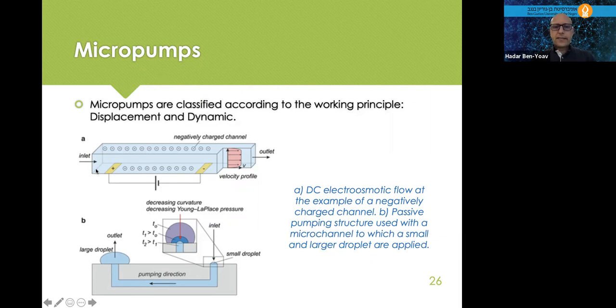So the displacement, and here we can see, actually both of them are dynamic. By applying an electrical field, you can cause some negatively charged molecules to flow from one area to another, causing the flow of the solution, causing the sample to flow from one area to another. Or by using different types of pressures, when you put a small drop and a large drop in different areas of the channel, that will cause different pressures, and you have a passive pumping from one area to another.